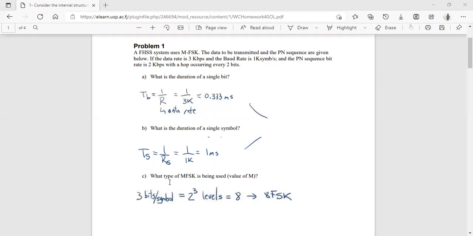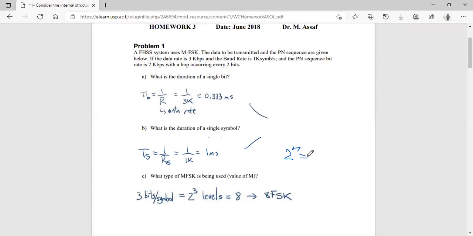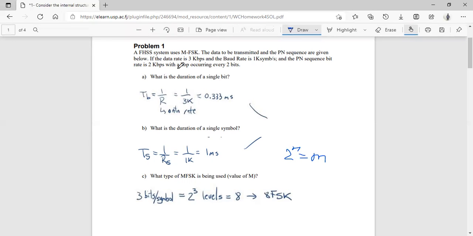See what type of multi-frequency shift keying is being used. What is the value of m? Remember, this is the function: 2 to the power of n is equal to m. We learned about this in our Nyquist theorem, I believe. Using this, we can calculate our n, which is the number of bits in a symbol.